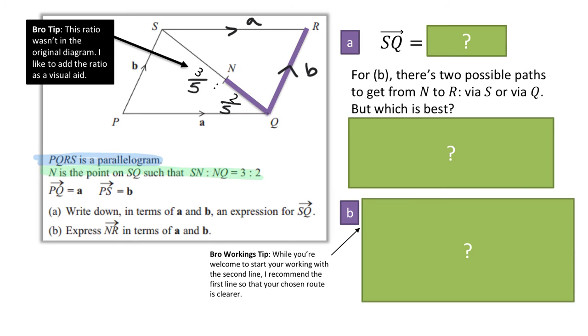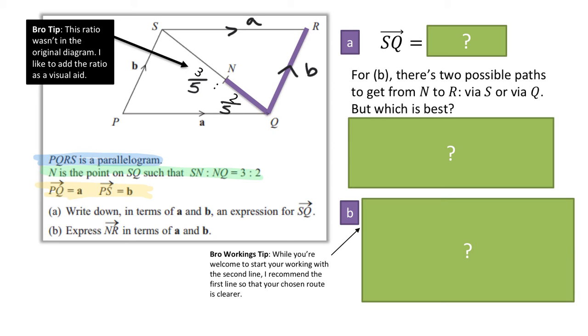Okay. Then, PQ equals A, PS equals B. That was already written on. Perfect, so I've already done that. I make sure I read everything, and anything that needs doing, I do. Then it says, write down an expression in terms of A and B for SQ.